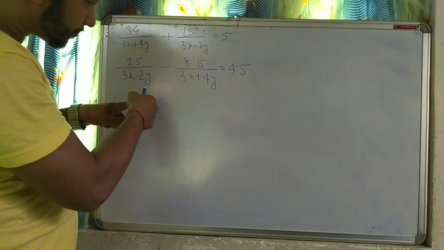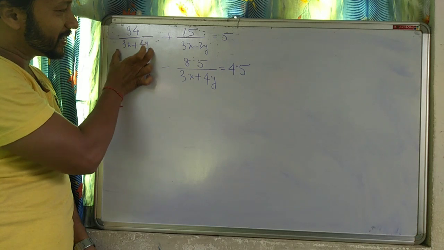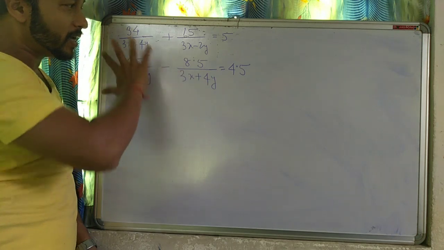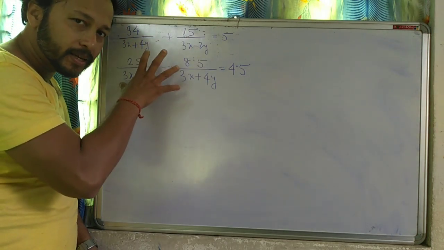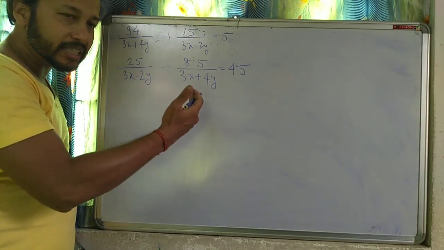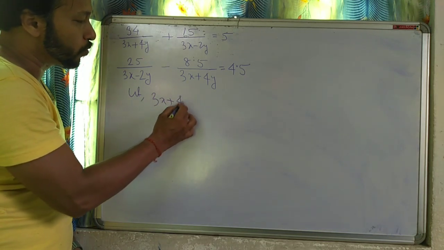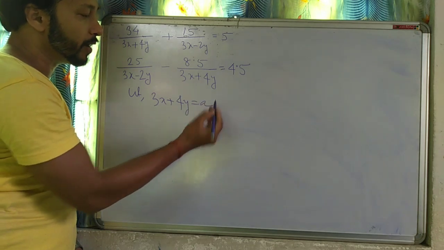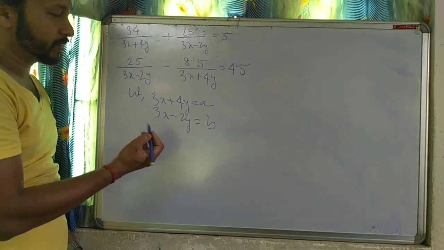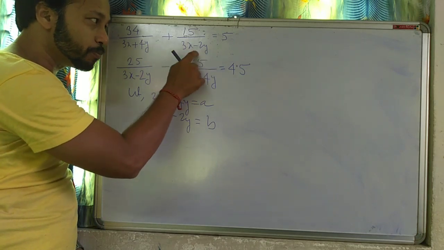In this sum, it's a peculiar type. See, 3x plus 4y, then 3x minus 2y, again 3x minus 2y, 3x plus 4y. In this type of sum, see this sum very carefully. In this type of sums, we have to consider, let 3x plus 4y equal to a and 3x minus 2y equal to b. Understood? We are considering 3x plus 4y as a and 3x minus 2y as b.